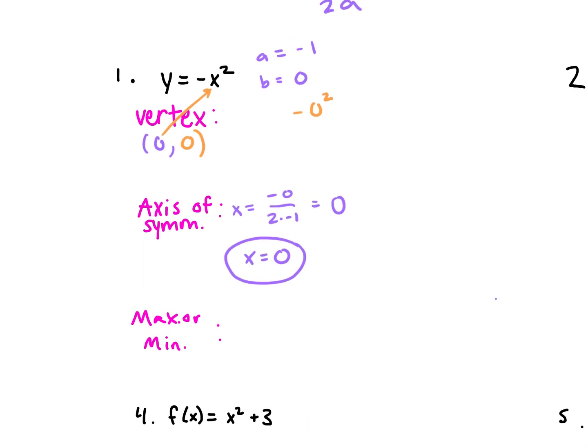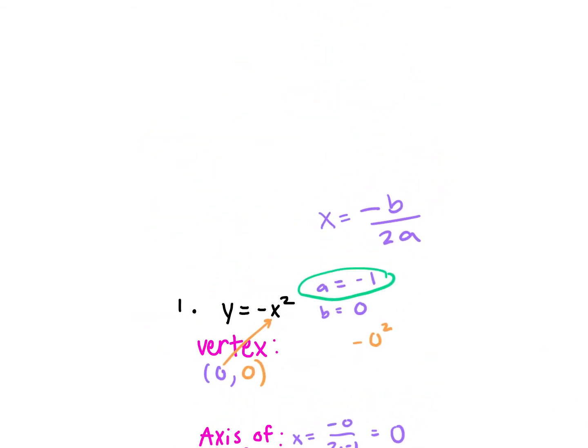And then does my graph open up or open down? It opens down. How do we know that it opens down? Because the a is negative. So is my vertex at the maximum or minimum? Maximum.